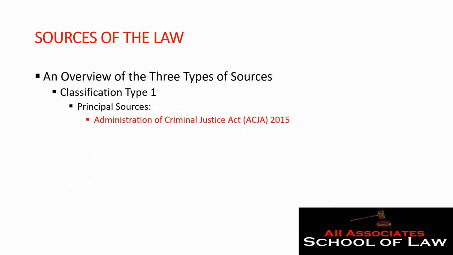ACJA is short for Administration of Criminal Justice Act. Before the ACJA came into force, the major procedural criminal law in Nigeria was contained in the Criminal Procedure Act, CPA, or the Criminal Procedure Code, CPC. The legislation in force determined whether Nigerian states belong to Nigeria's northern or southern region. For northern Nigerian states, the CPC reigns; for Southern Nigerian states, the CPA reigns.